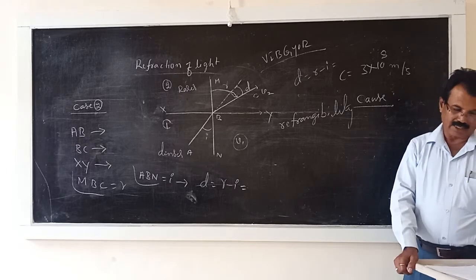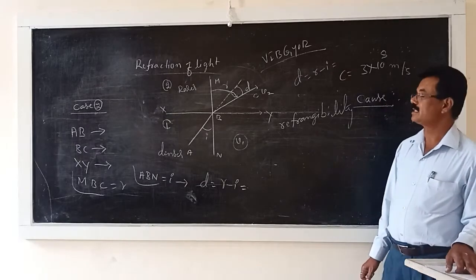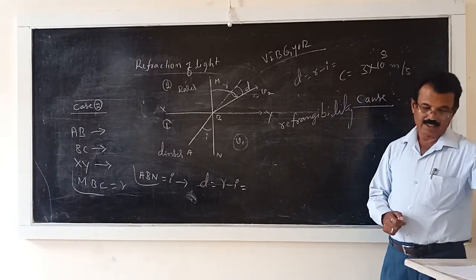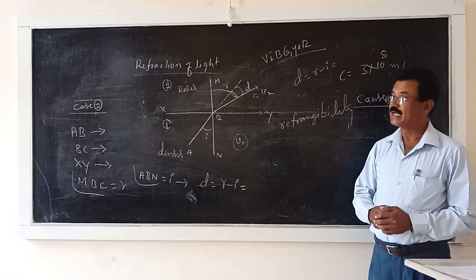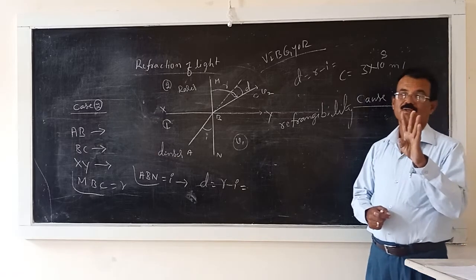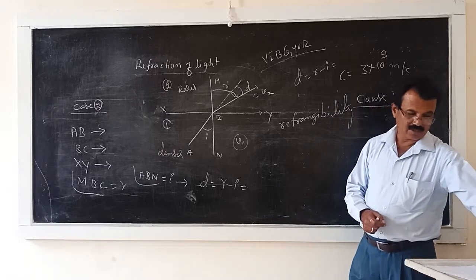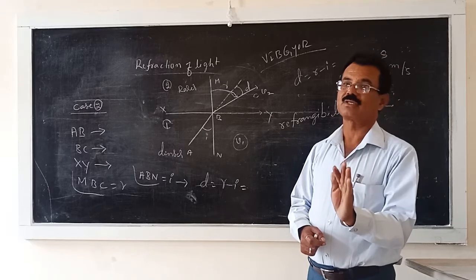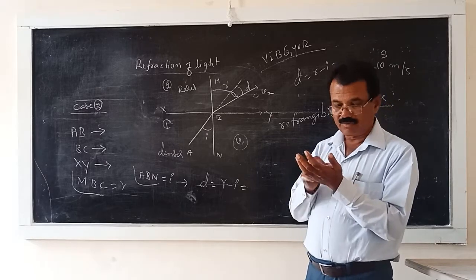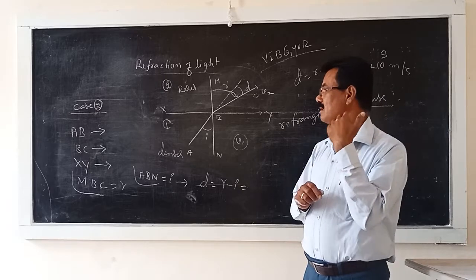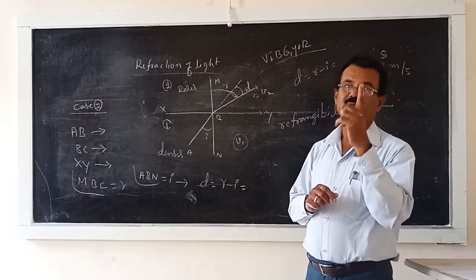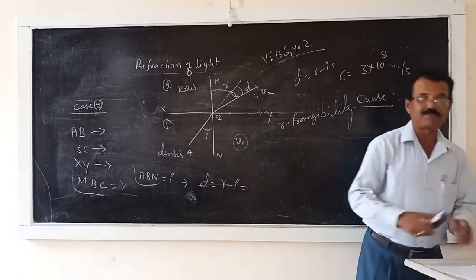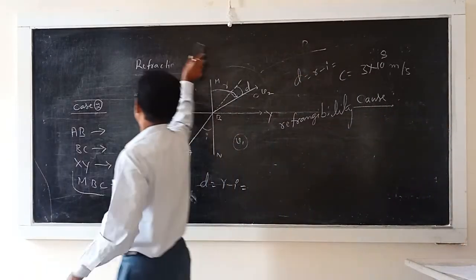What are the factors on which it depends? Velocity, wavelength, frequency, amplitude and intensity. Whenever a wave travels from one medium to another medium, the frequency always remains constant. All other factors change. Next, laws of refraction.